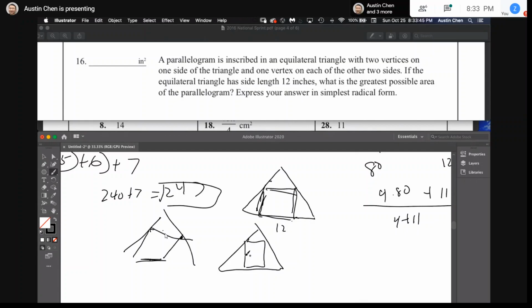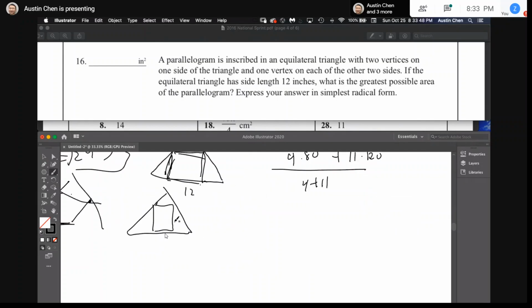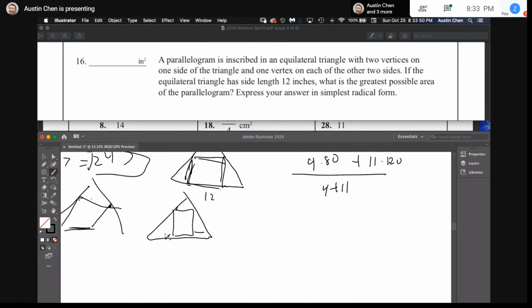I'm going to show two ways of how to do this. One way is we can set this length equal to x. It doesn't really matter. Then this length has to be 12 minus x over 2, or just 6 minus x over 2. That's what this side is going to be.